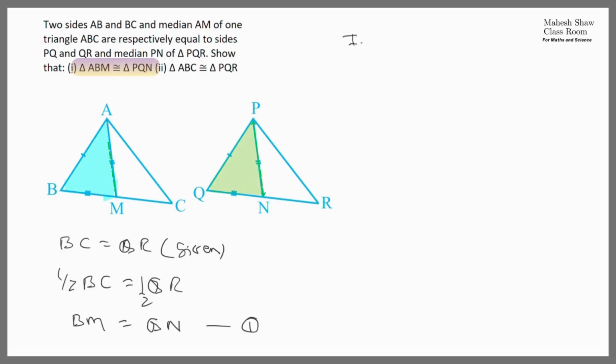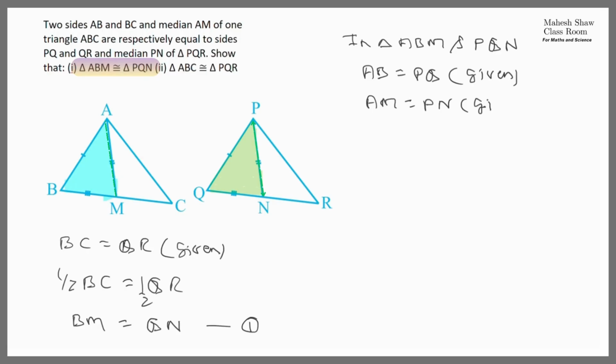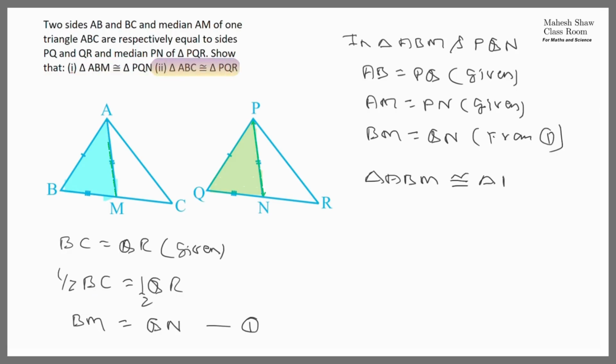Now in triangles ABM and PQN, AB equals PQ, that is given, AM equals PN, given, and we have proved BM equals QN. Therefore, we can write triangle ABM congruent to PQN.